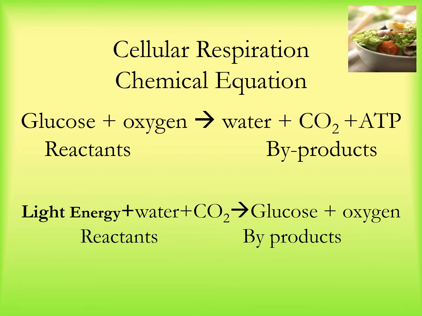The reactants of cellular respiration are the byproducts of photosynthesis. Again, we have the glucose and the oxygen because these are the raw materials needed by our body in order for us to survive. We need glucose and oxygen. And we obtain this glucose from plants because they produce their own food, the glucose, and even the oxygen released in the atmosphere. And the byproducts now are the reactants of photosynthesis: the water and the carbon dioxide.